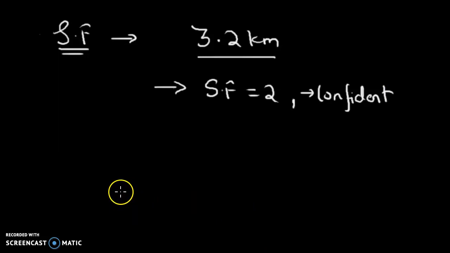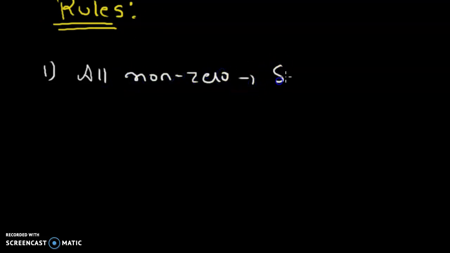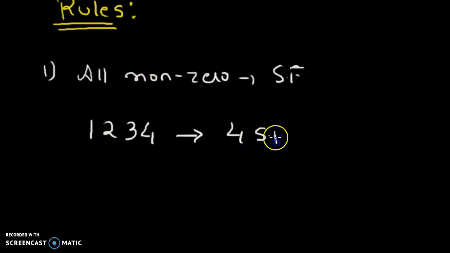So let's move ahead. I'll share with you some rules to determine the number of significant figures. Rule number 1: all non-zero digits are significant figures. If I give you a number, say 1234, how many significant figures are there? How many non-zero digits are there? 4. So 4 significant figures.